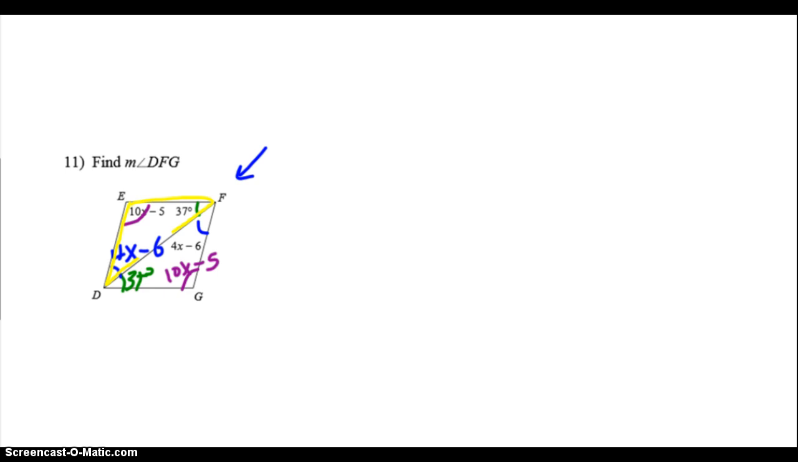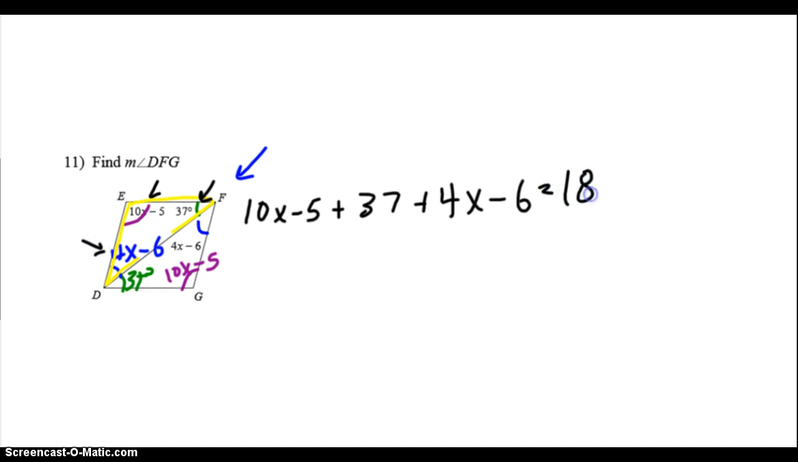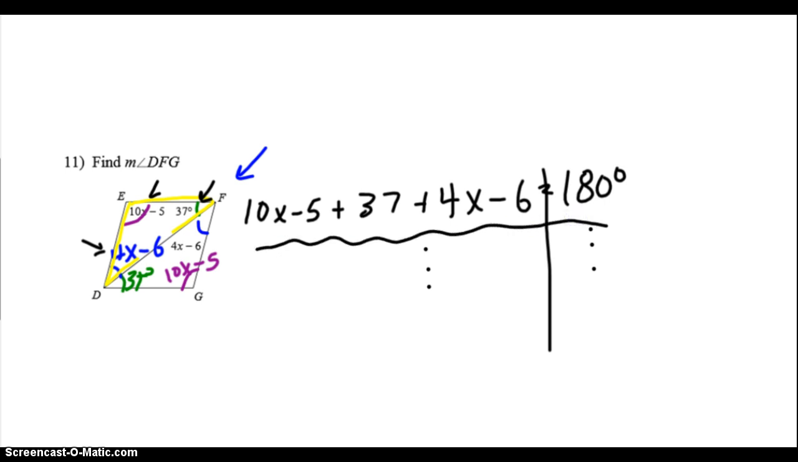And I know that all the angles in that triangle are going to have to add up to 180. So I can write an equation just like this. 10x minus 5, plus 37 for that angle, plus 4x minus 6 for that angle, equals 180 degrees. And then I can combine like terms, I can solve, I can keep going, figure out what x is, and then I can plug it back in to find DFG. But really, setting up this equation is probably the hardest part, okay?